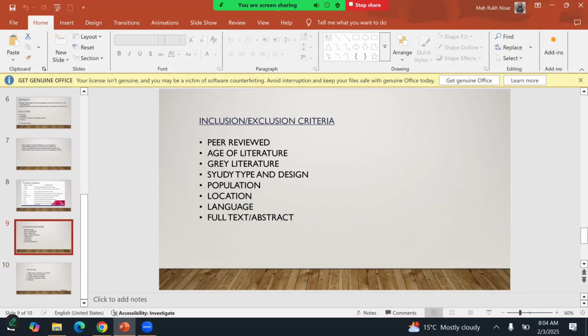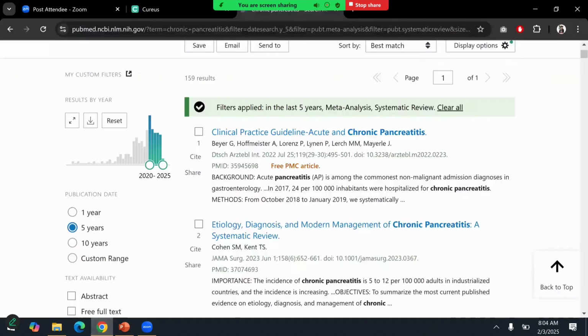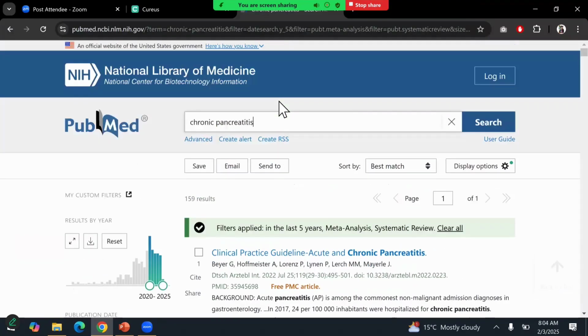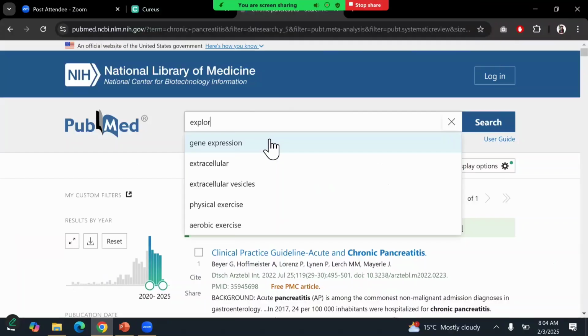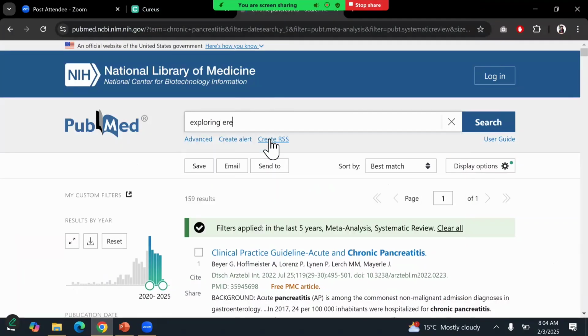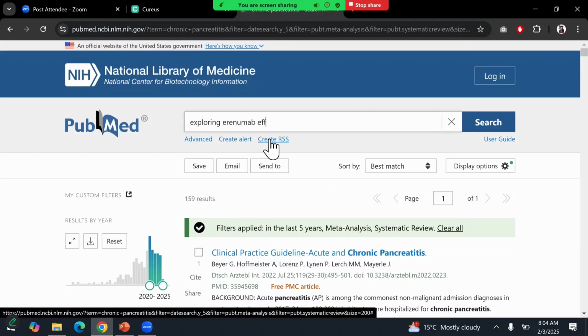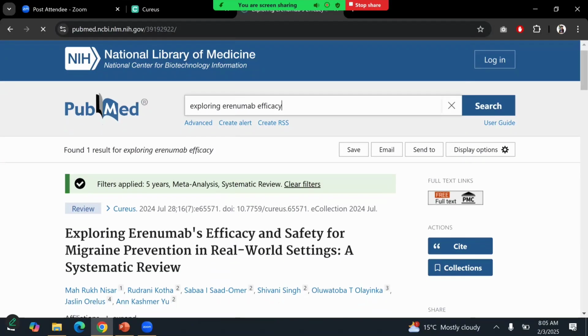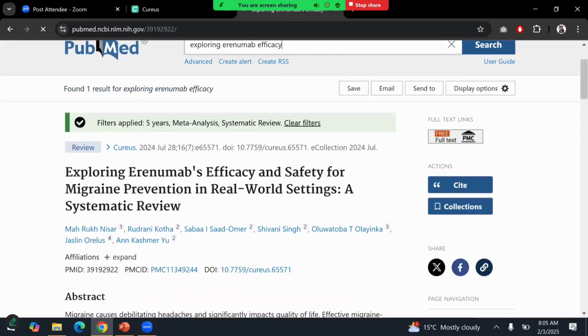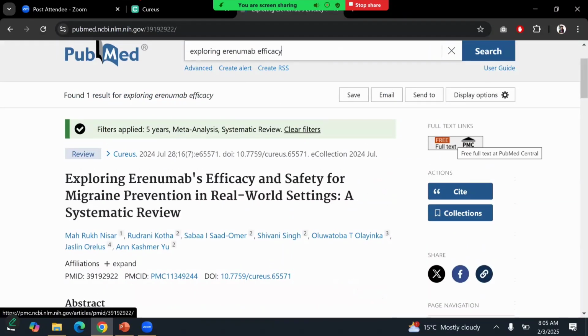I can give you an example of this inclusion criteria. For example, this is my paper. So we will open the full text.